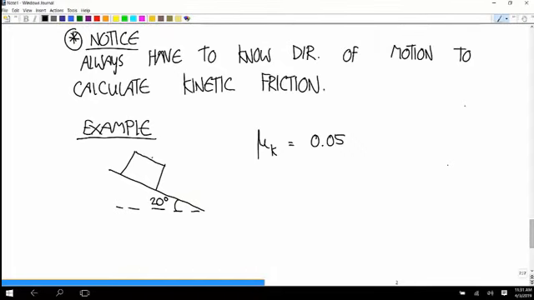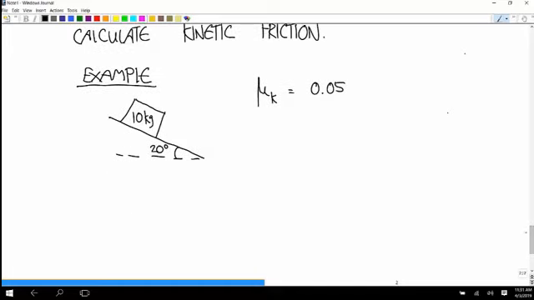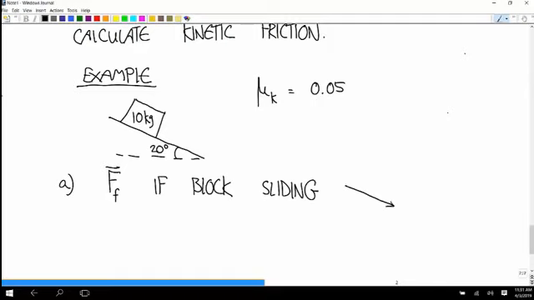And let's say that the mass is 10 kilograms. And let's calculate the force of friction vector if at this instant the block is sliding down the incline. And then second, what's the force of friction if the block is sliding up the incline?